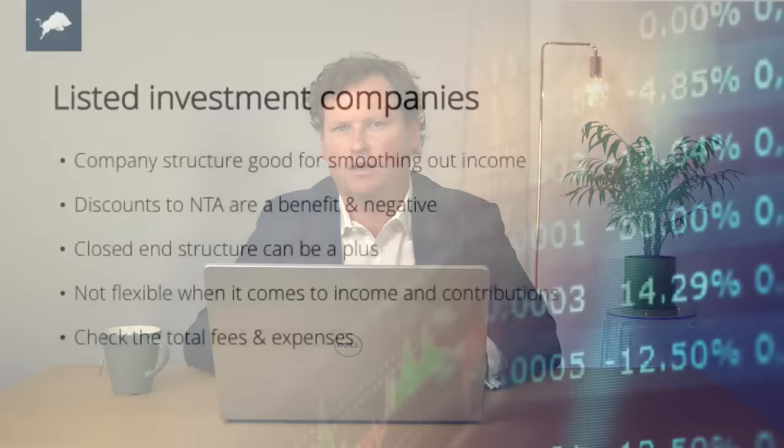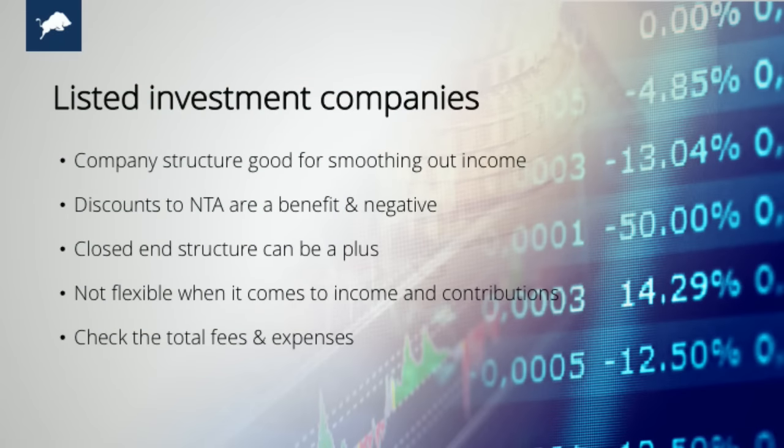Now, I have put down here they're not flexible when it comes to income and contributions. The reason why I say that is because if you do want income, and that income's incredibly important to a lot of our members, if you do want income outside of those distribution periods, you're going to have to sell shares to take it. And I know a lot of people actually don't like to do that.